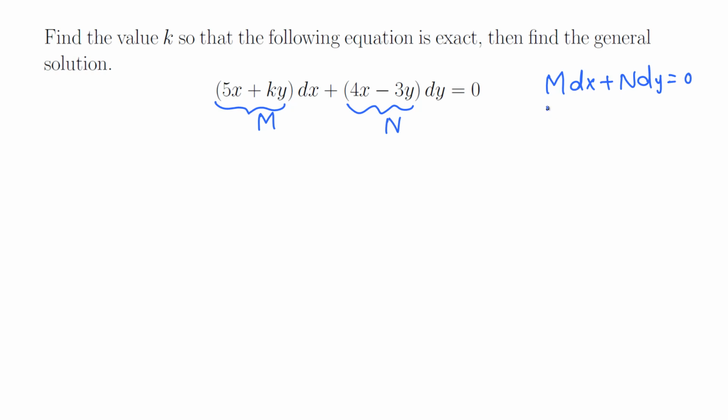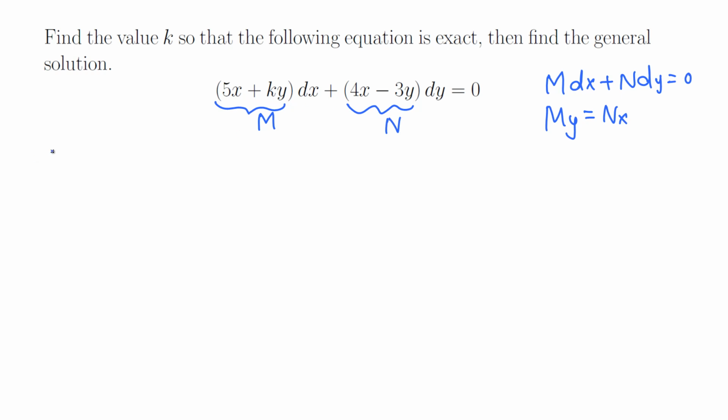And we know that when we have an equation in this form, if partial of M with respect to y equals partial of N with respect to x, then if this is exact, then this is true. On the other hand, if this is true, then this will be exact. In this case, it's given exact. Okay, we have to make this exact, so we need to find the value of k.